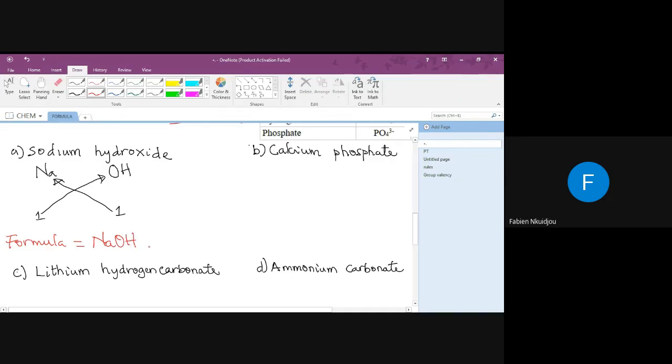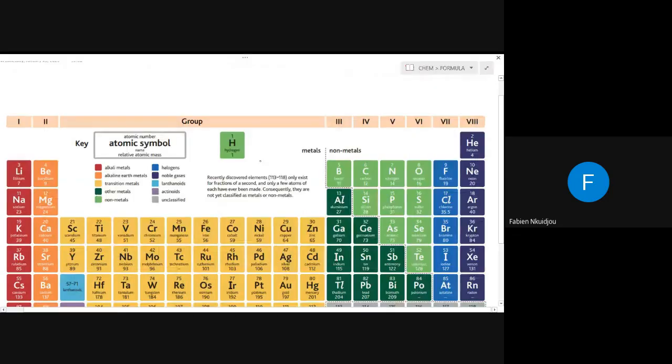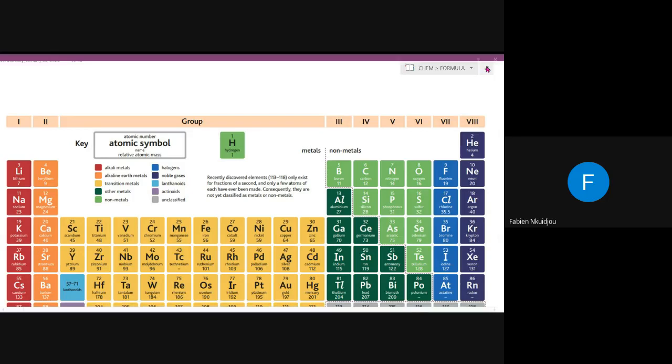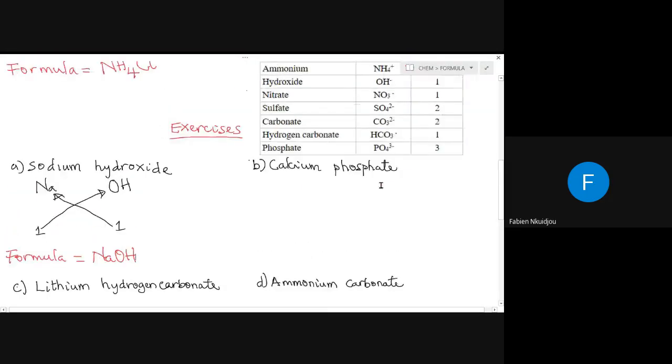The next is calcium phosphate. Calcium phosphate. So let's get our periodic table. Here we have calcium in group 2 of the periodic table. So what will be the valency for calcium? Of course, 2. And let's get to the table for the phosphate compound ion, PO4 3 minus. So it has a charge of -3 and a valency of 3.